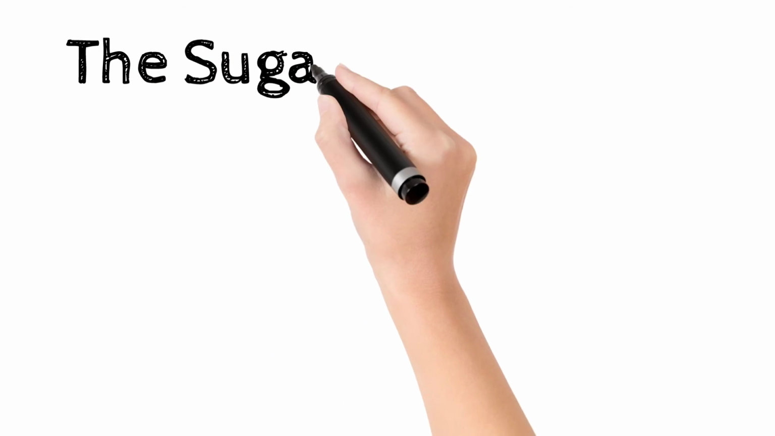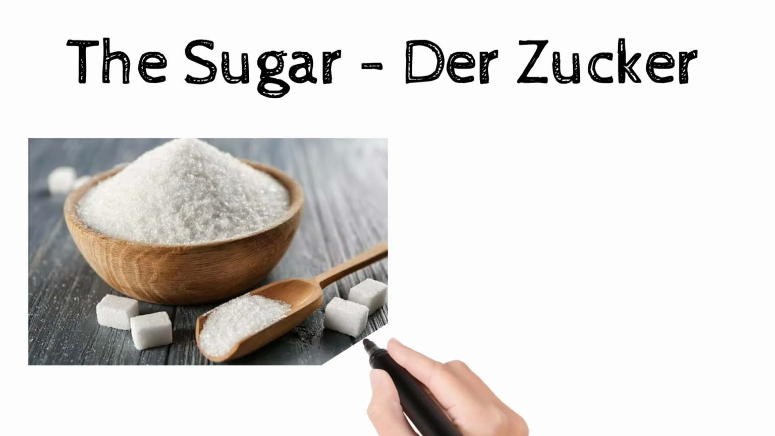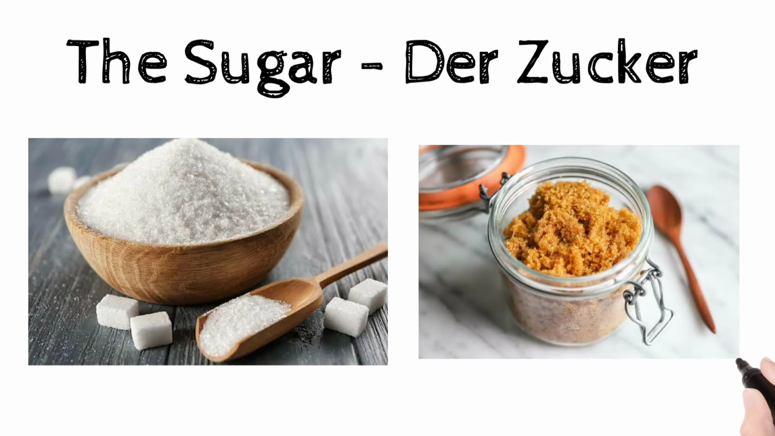The sugar. The sugar is known as der Zucker in German. We have two types of sugar. One is our normal sugar, that is white in color, and the second is brown sugar.